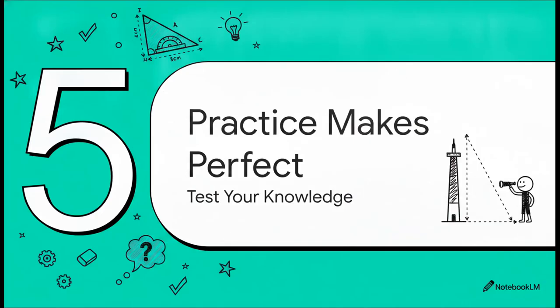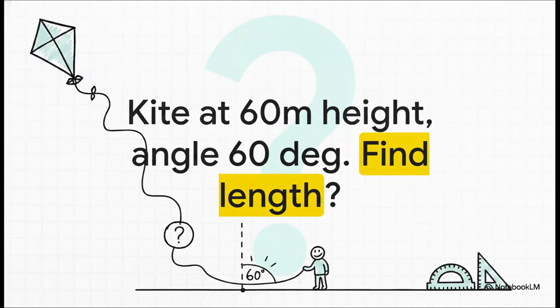Section 5. Practice makes perfect. I truly commend you all for following these calculations so attentively today. But remember, mastering mathematics requires consistent, dedicated practice. So, here is an independent exercise for you to try at home. A kite is flying at a height of 60 meters above the ground. The string makes an angle of 60 degrees with the ground. Assuming the string is perfectly straight, what is the total length of that string?